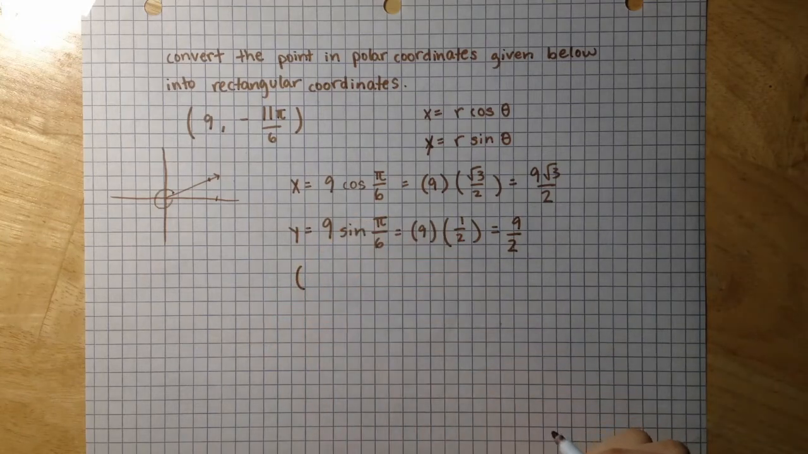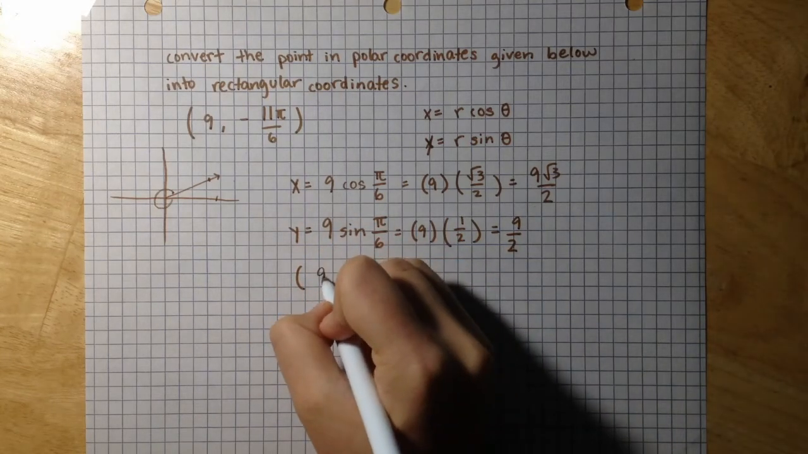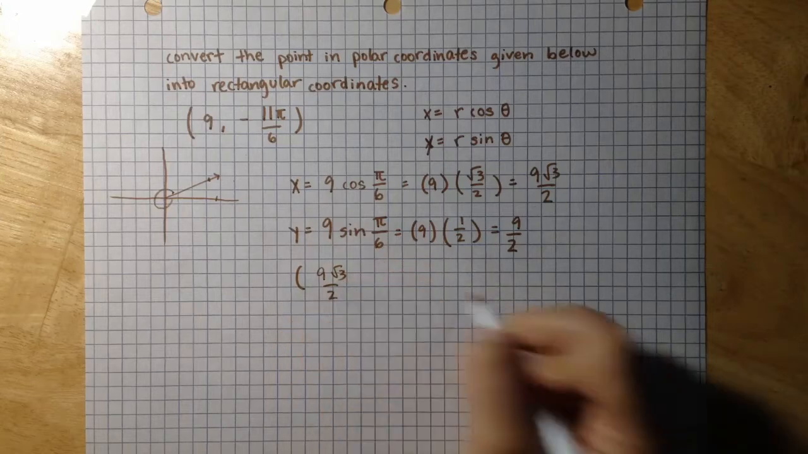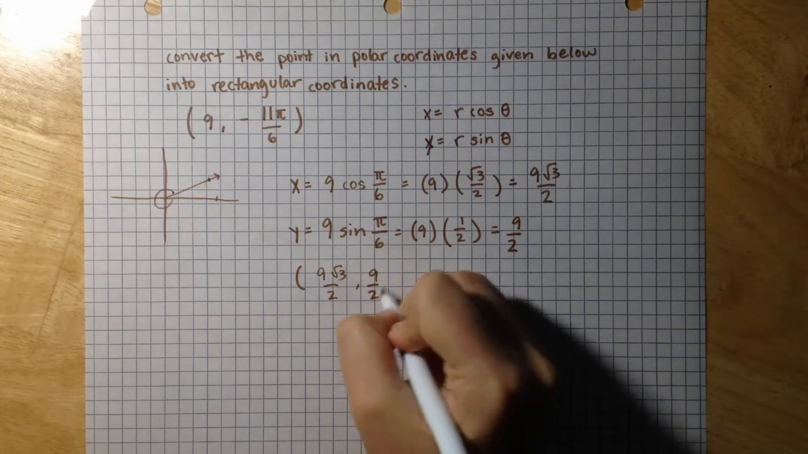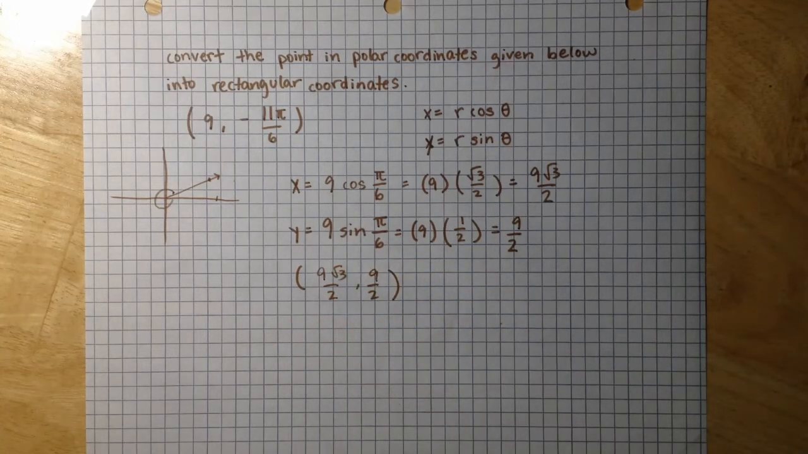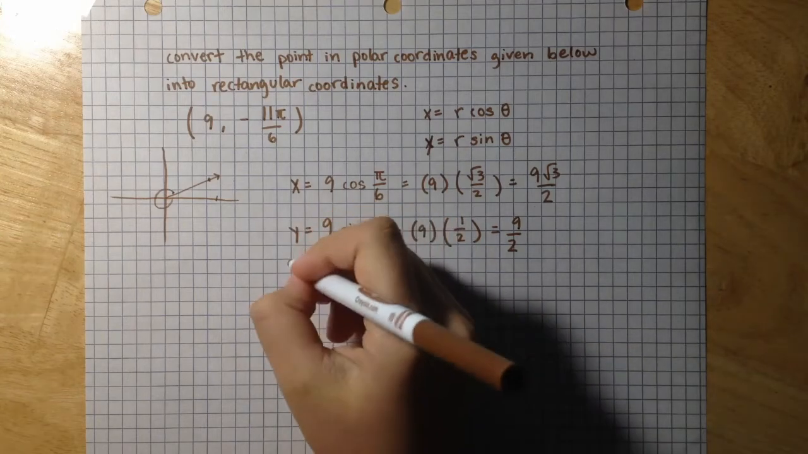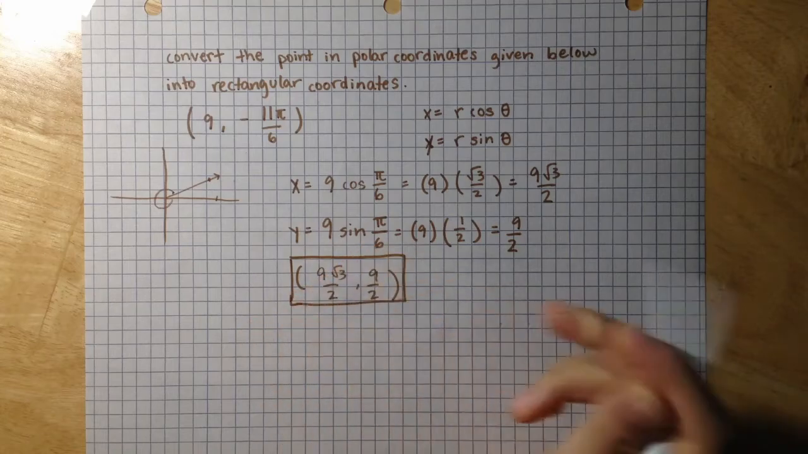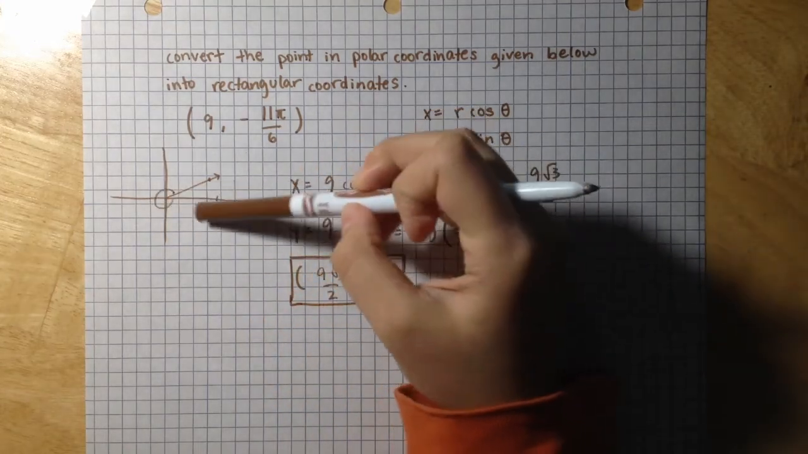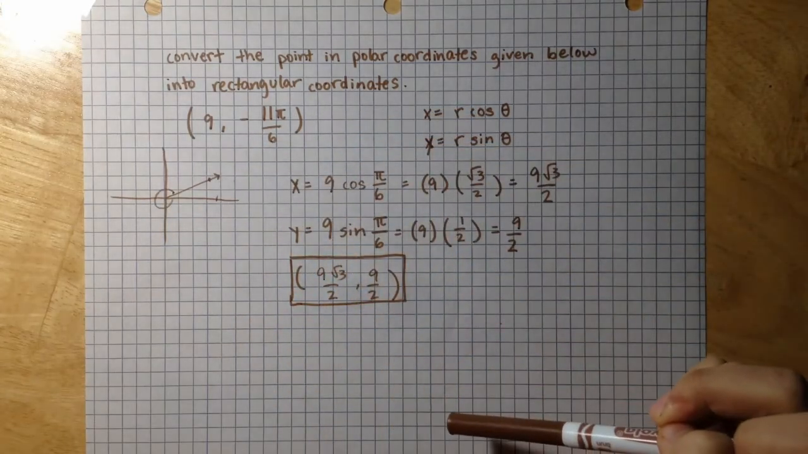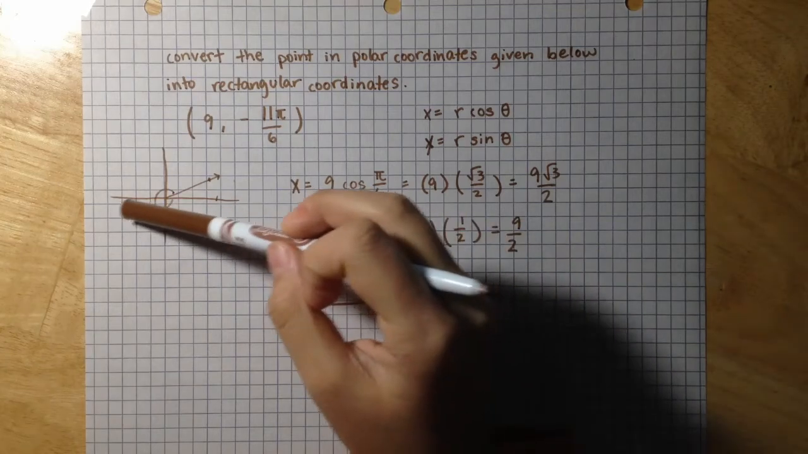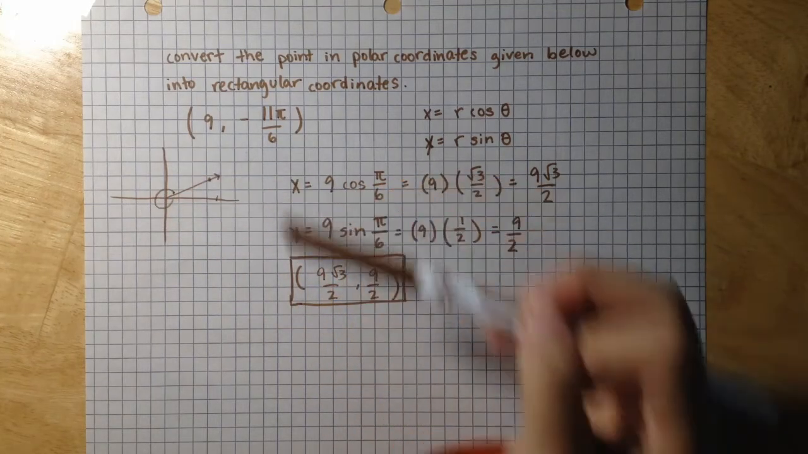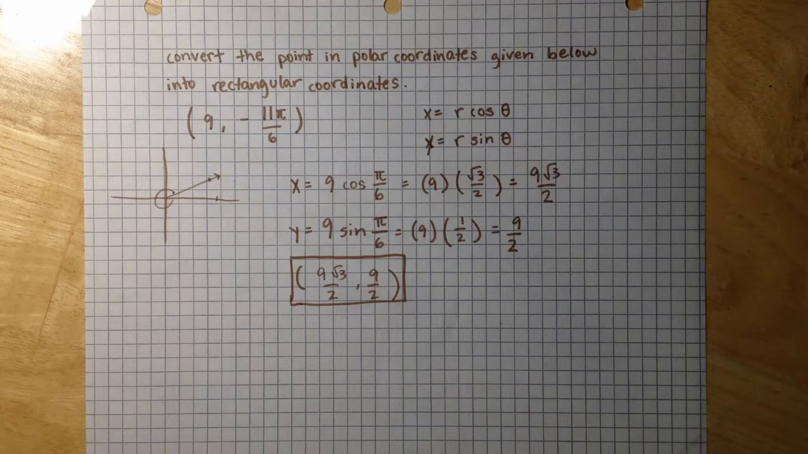Rewriting this in xy form, (9 radical 3 over 2, 9 over 2). And if we were to plot this pair, it would give us the same picture as it would be in the first quadrant, and it would make about a 30-degree angle.